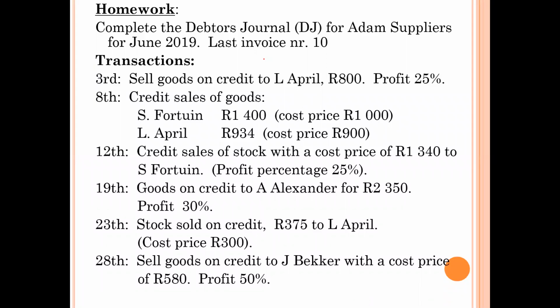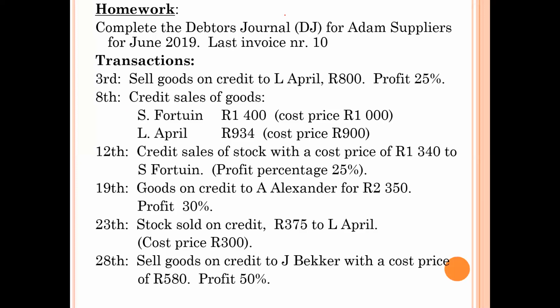Last invoice was number 10. So that means when you're going to start with your transactions on the 3rd, then it will be invoice number 11. On the 8th, we'll then continue with invoice 12 and 13. And so it will go on. Right. So I'm going to keep it on the screen there so you can see the transactions.